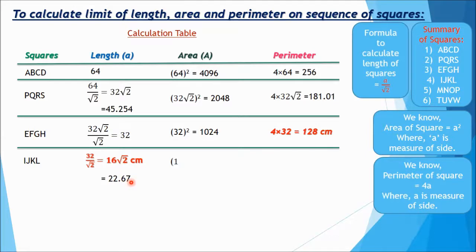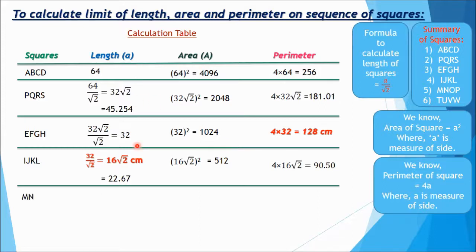Now we have to find the area. 16 root 2 squared will be equal to 512. And now the perimeter will be 4 into 16 root 2, that is 90.50. Everything is decreasing. Area is decreasing, perimeter is decreasing, and length is decreasing.